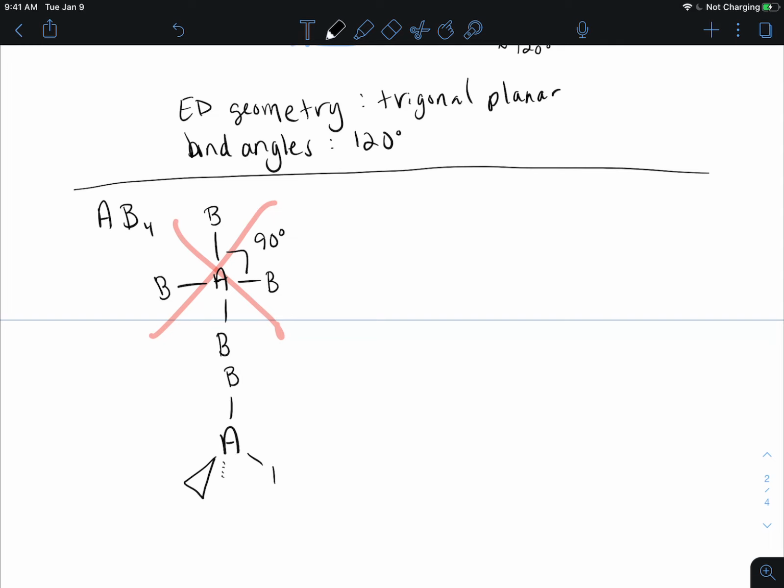So any single line means we're in the plane of the paper. Any wedge that we see means it's coming towards us. Any dash is going away from us. And what this gives us is bond angles of 109.5 degrees.